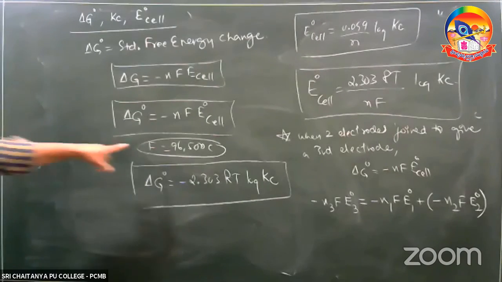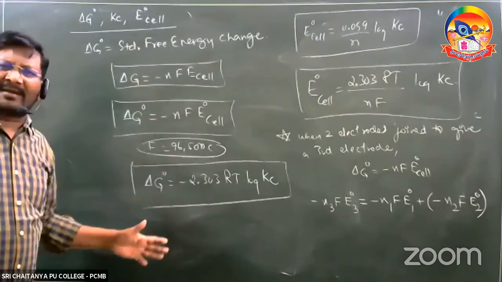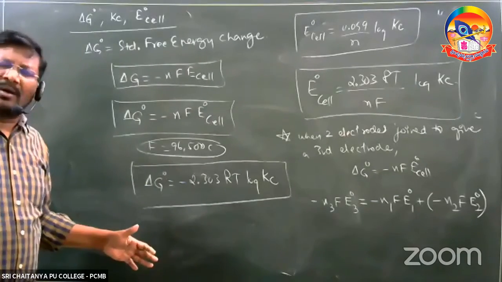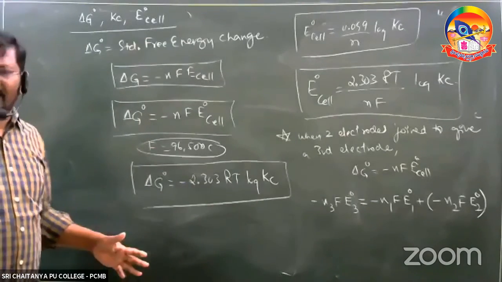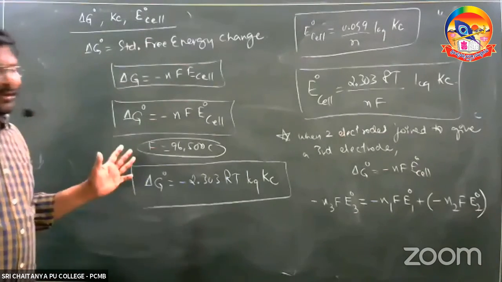F value means 96,500 coulombs. So why is it like that? Next week we can discuss that. We will get that, understand that. So these are some important points about this.